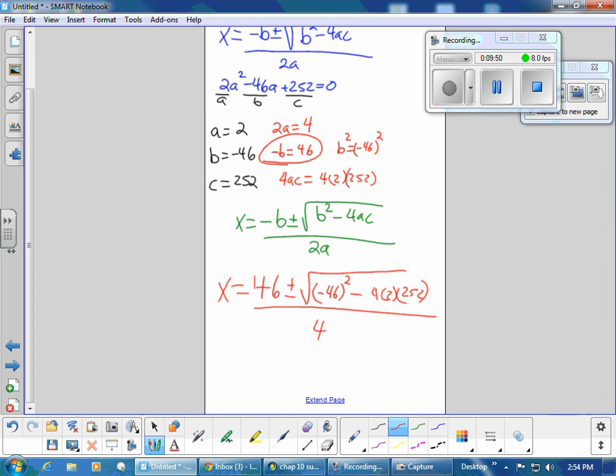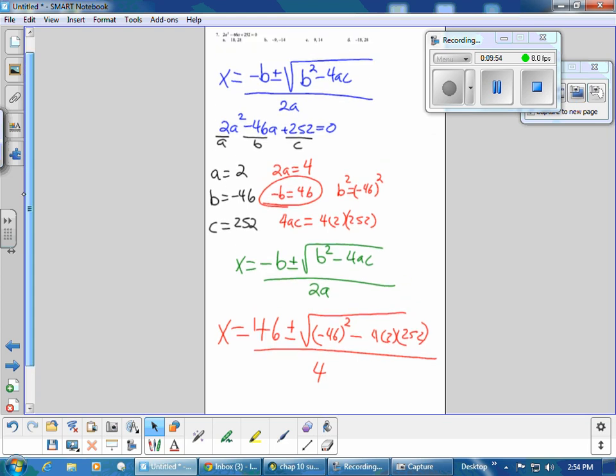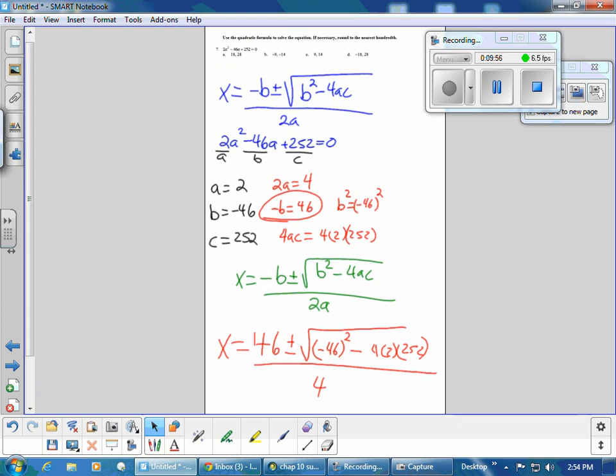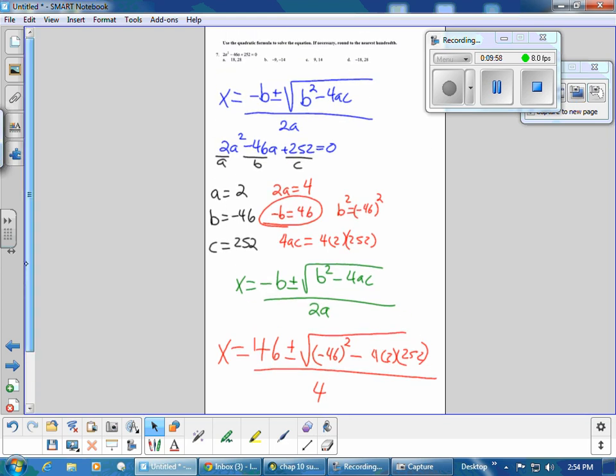Which question is this? For number 7, the answer is B.